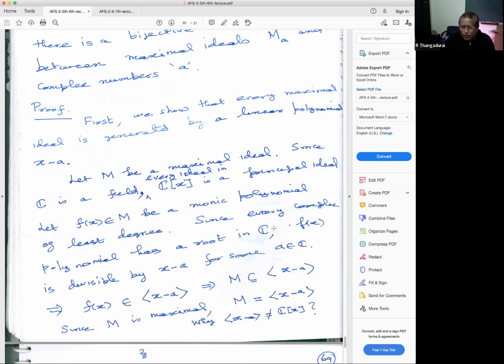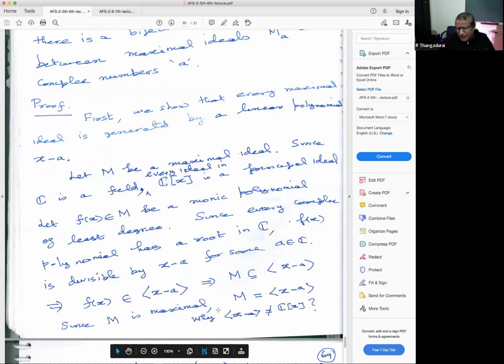The a is nothing but the root of the polynomial f of x. So that means this f of x lies inside the ideal generated by x minus a, because x minus a divides f of x. Therefore, all the multiples of x minus a, f of x is also inside. So f of x is a multiple of some polynomial with x minus a. That means m is contained in the ideal generated by x minus a.